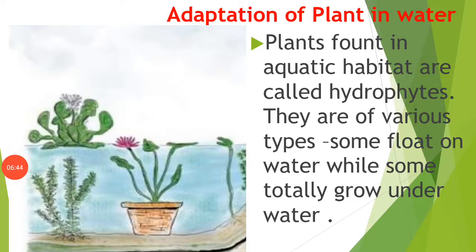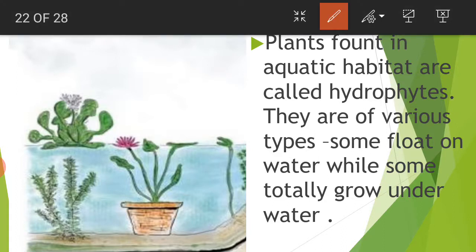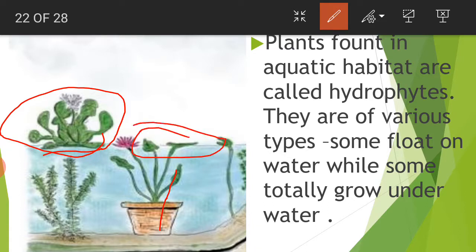See, there are three types of plants that grow in water. You can see here in the picture, one plant is floating on water. One is rooted, but some parts are floating on water, and the third one is totally submerged in the water.